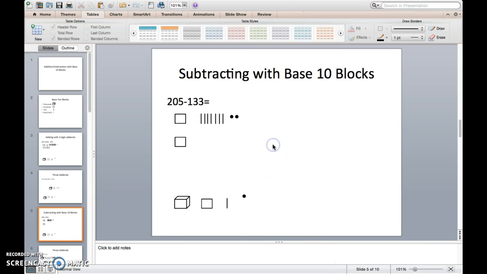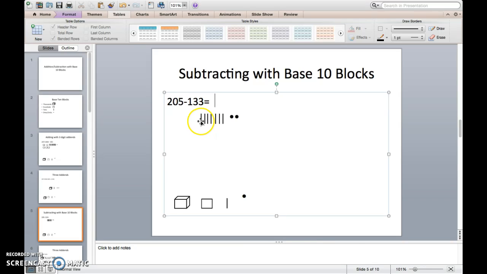And now we have what was 200, but we had to break one of our hundreds into tens. So now we have 100 minus 100, and they cancel each other out. So the solution to this equation is 7 tens and 2 ones. 205 minus 133 is 72.